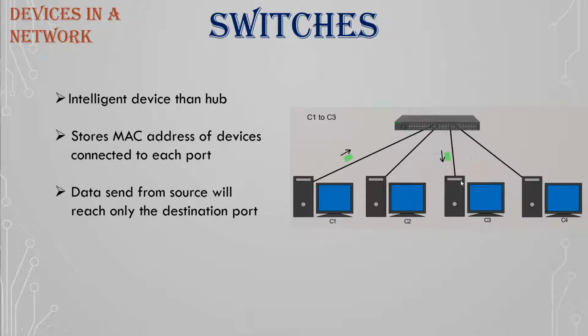The switch has a chip to store the MAC address, also known as the hardware address, of the devices connected to each port, and thus transfers the data from C1 to only the correct computer, that is C3. This will increase the efficiency of the network and also the security, since data reaches only the destination computer.